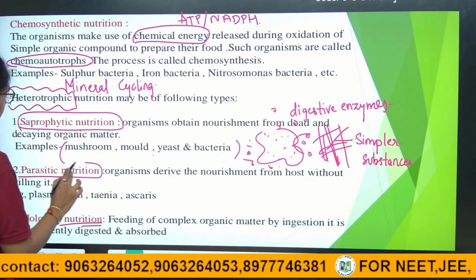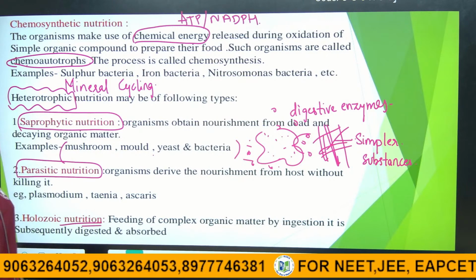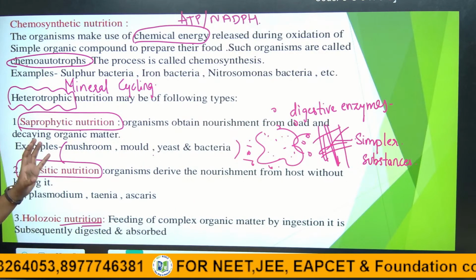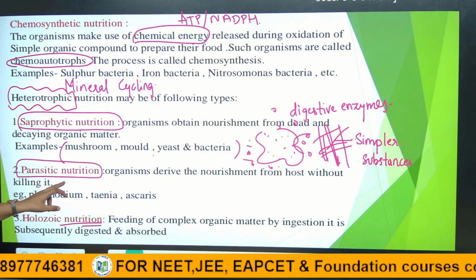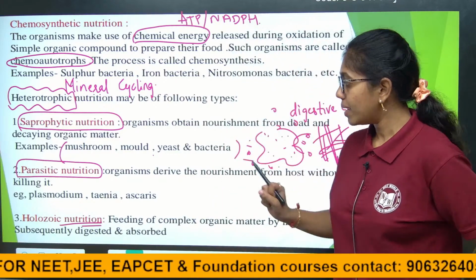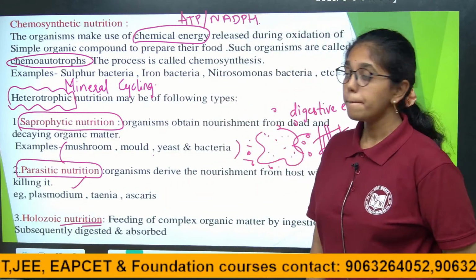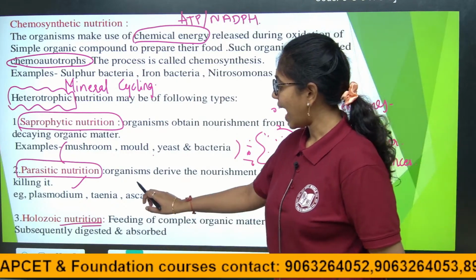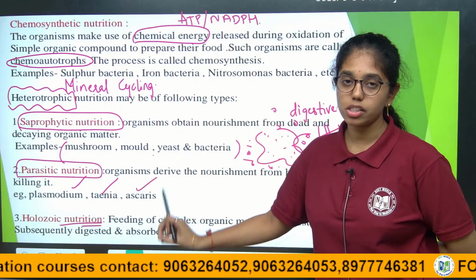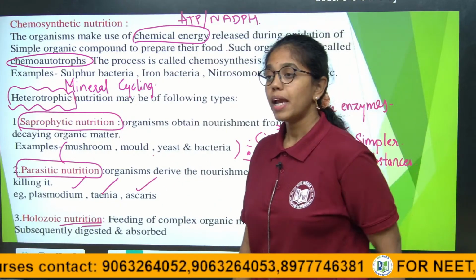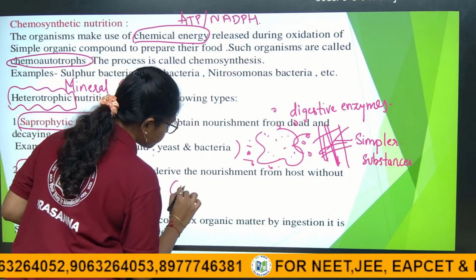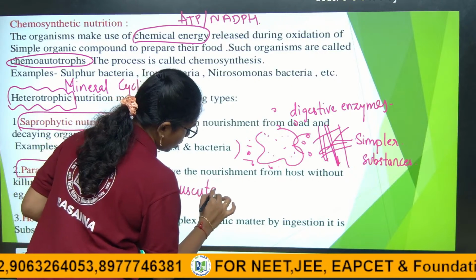Next, parasitic nutrition. Parasitic nutrition, where the organisms derive nourishment from the host without killing it. Okay. Mostly this leads to the death of the organism after consuming. Best examples are Plasmodium, which is a malarial parasite, Ascariasis, and Tinea. These are the diseases which are caused as a result of parasitic nutrition. In plants, the best examples of parasitic nutrition are Cuscuta and Striga.